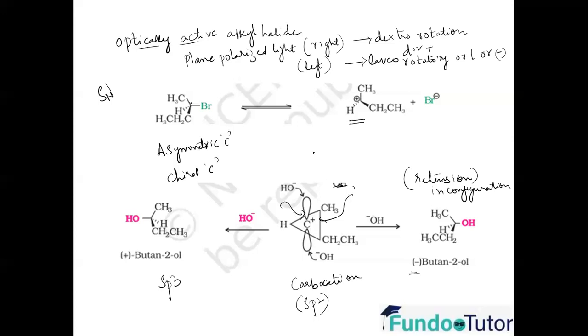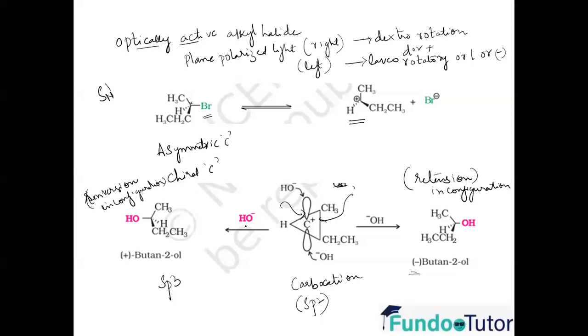Now, if it is attacking from the back side, that means the OH minus is attacking from the side opposite to that of the Br, then we'll get the configuration which is reversed. That means inversion in configuration. Right. Inversion in configuration. Yes, that means it will rotate the plane polarized light towards the side opposite to that of the reactant.